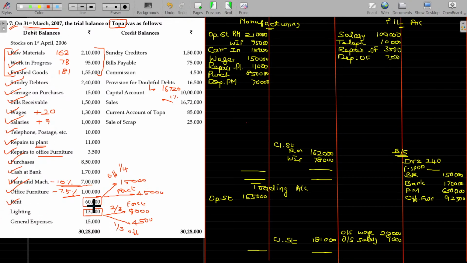Rent, total 60. 15 is meant for what? Office will come in the P&L account. 45 related to the manufacturing will come in the manufacturing account. So rent for factory will be debited in the manufacturing account, 45,000. Rent for office will be debited in the P&L account, the value being 15,000.